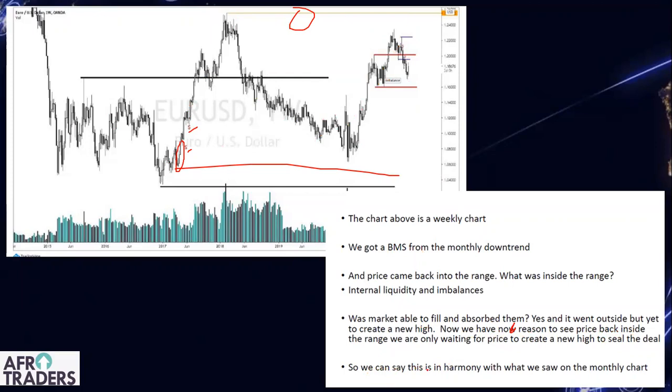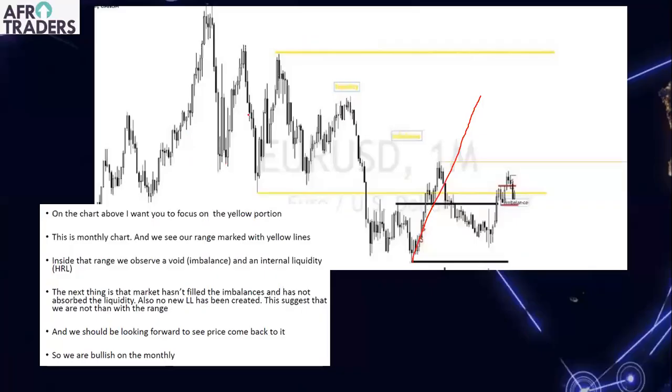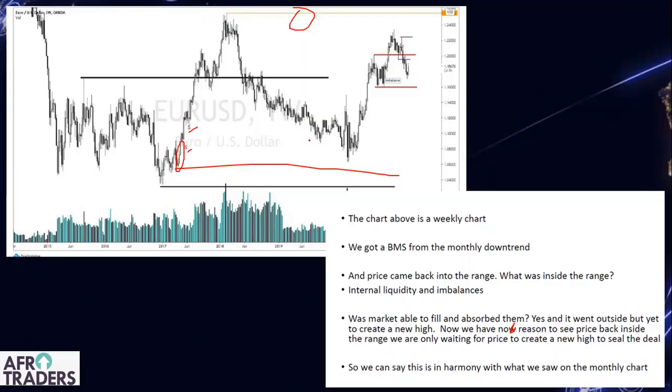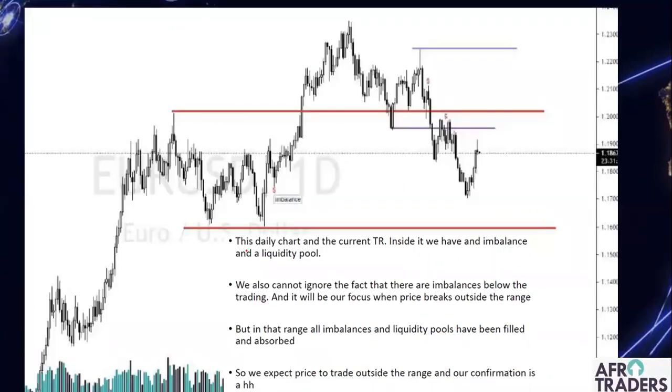So we can see this is in harmony with what we saw on the monthly. On the monthly, we're looking at bullishness to fill, and this is, yes, doing it. So we are in line. On the weekly chart, we are in line with what the monthly chart shows. All right. Now look at the daily chart.